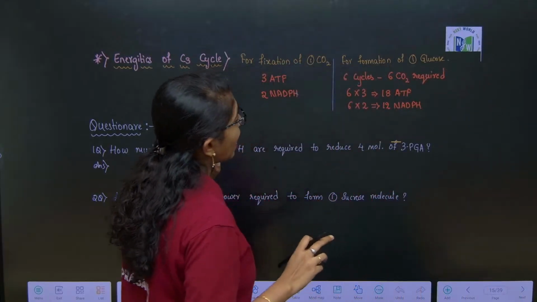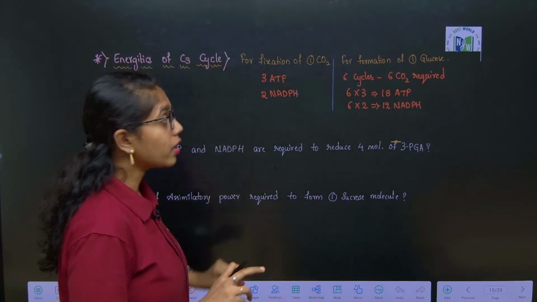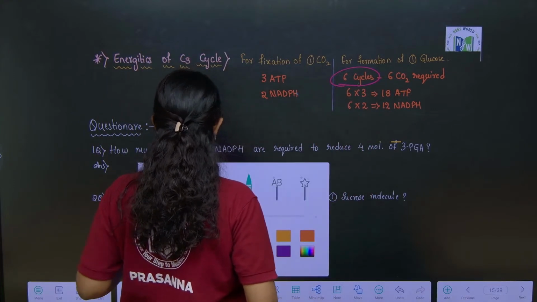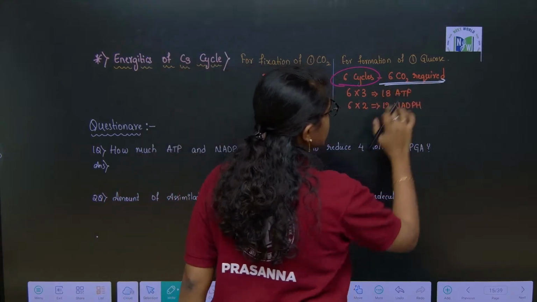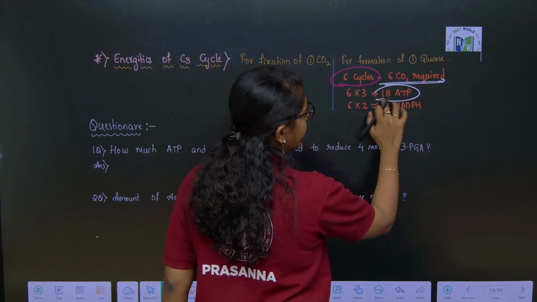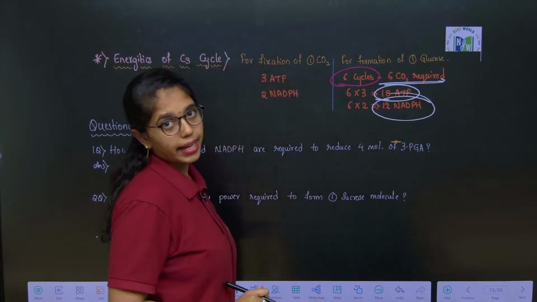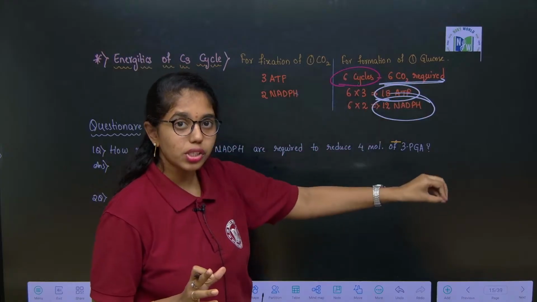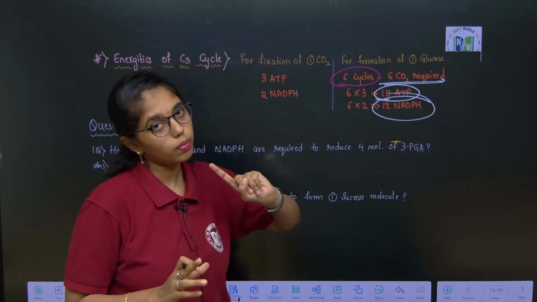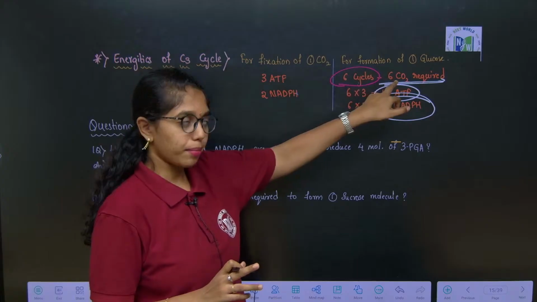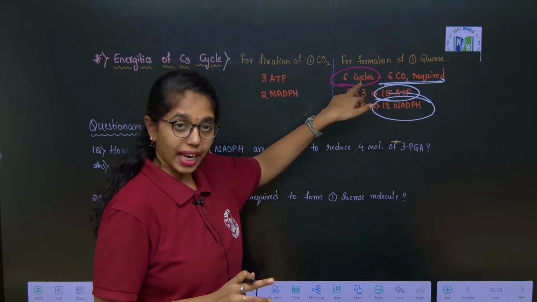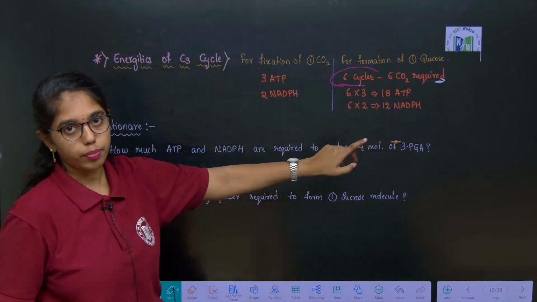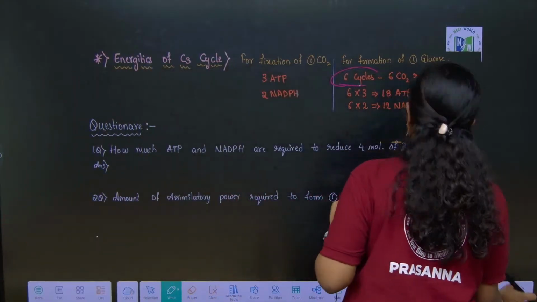For 6 carbon dioxides, or for the formation of 1 glucose, 6 cycles are required, that is 6 carbon dioxides are required. Okay, how many? 6 carbon dioxides are required, 18 ATP and 12 NADPH. Keep that in your mind, beta. How many carbon dioxide fixations have to be done for 1 glucose molecule formation? 6 carbon dioxide fixations, 6 cycles. How much ATP? 18 ATP and 12 NADPH. Keep that in your mind.